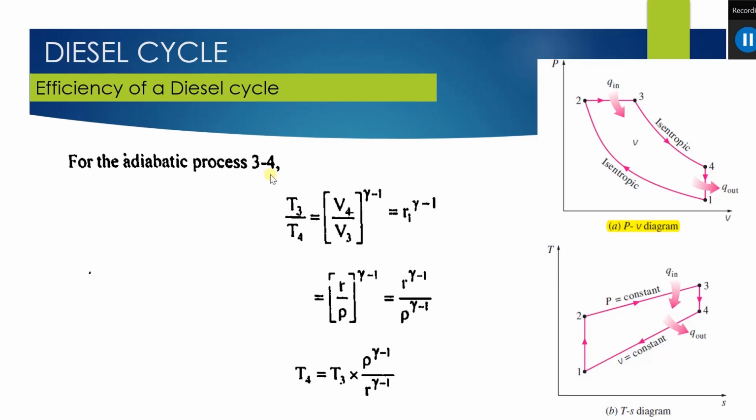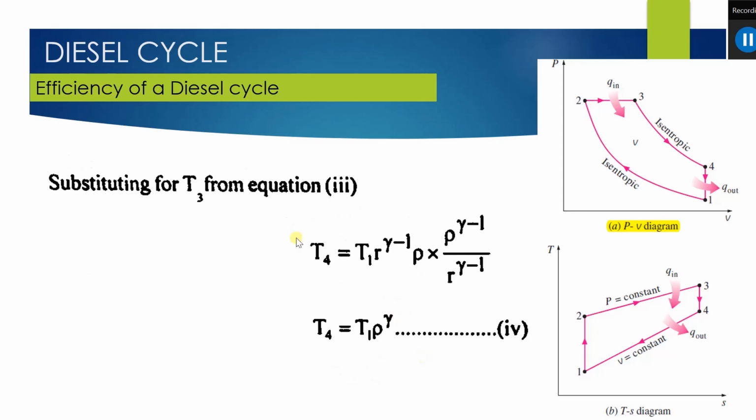And for the adiabatic process 3 to 4, we can write T3 by T4 is equal to V4 by V3 all raised to gamma minus 1, which is equal to r1 raised to gamma minus 1. Here we can write r1 is equal to r by rho, so that the equation becomes r by rho all raised to gamma minus 1, and that is equal to r raised to gamma minus 1 divided by rho raised to gamma minus 1. Then T4 is equal to T3 into rho raised to gamma minus 1 divided by r raised to gamma minus 1.